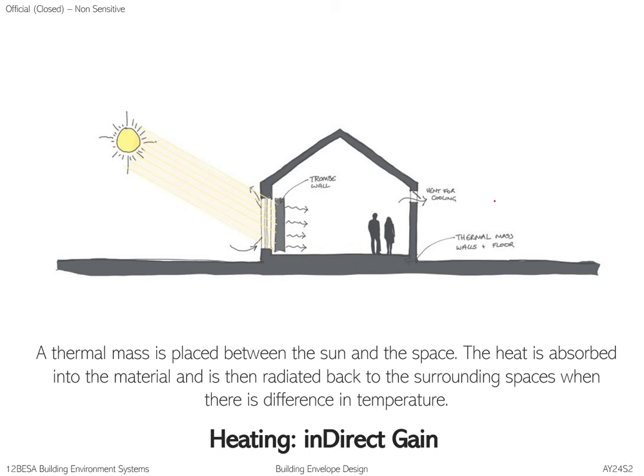In terms of heating, there can be indirect gain as well. This is where a thermal mass is placed between the sun and the space. The heat is absorbed into the material and is then radiated back to the surrounding space when there's a difference in temperature. Once again, it's a difference in temperature. So in this case, instead of allowing the sunlight to penetrate the space, you use a thermal mass to let the sun heat it up. This wall is usually on the inner side, and because of weatherproofing requirements, the glass is on the outside and this material is at the inside. So the sun shines on it, and then the heat is radiated back to the surrounding spaces when there's a difference in temperature.